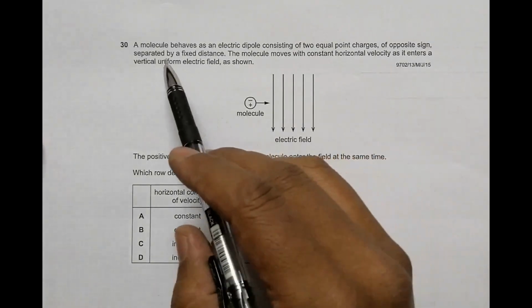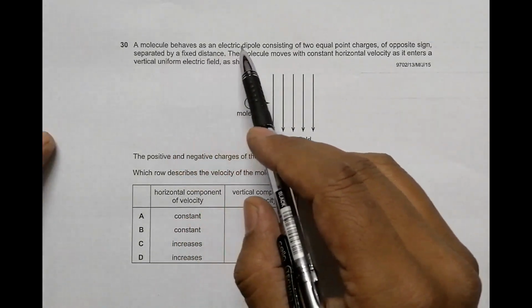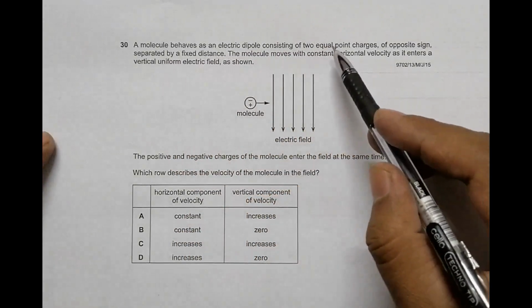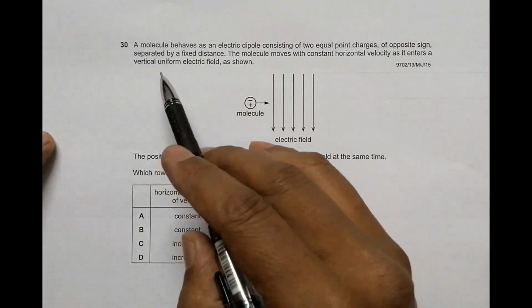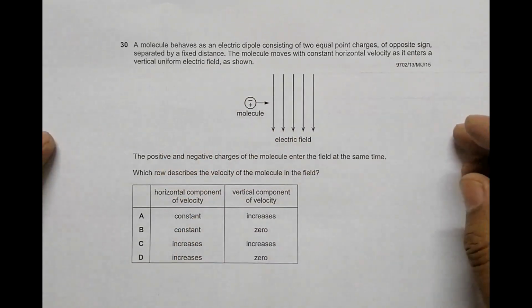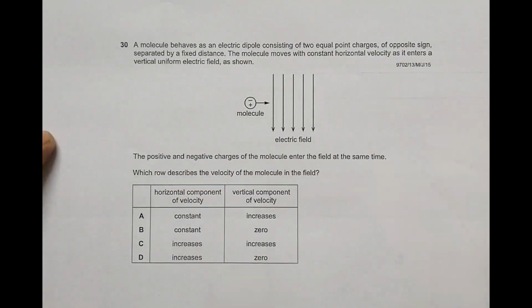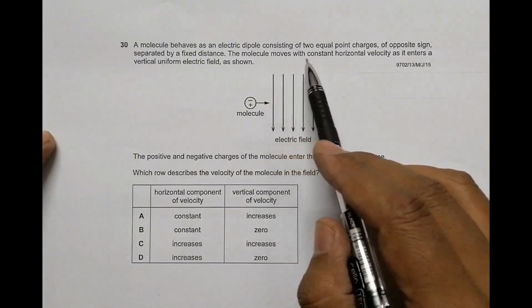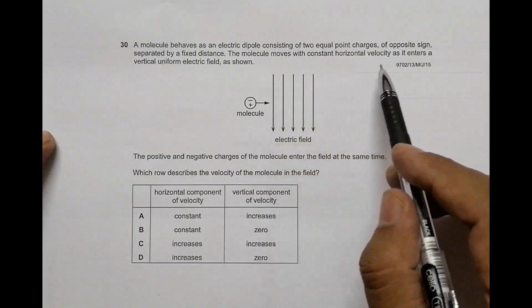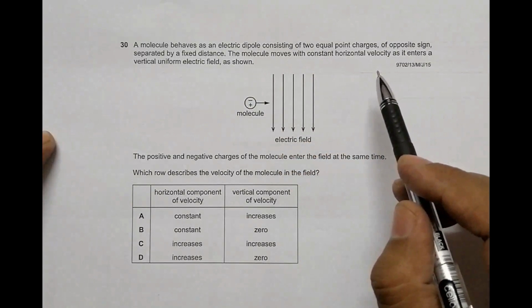So it says that a molecule behaves as an electric dipole consisting of two equal point charges of opposite sign, separated by a distance. So a dipole always has two equal charges, most preferably point charges of opposite sign, and they are at some distance. The molecule moves with a constant horizontal velocity as it enters a vertical uniform electric field.